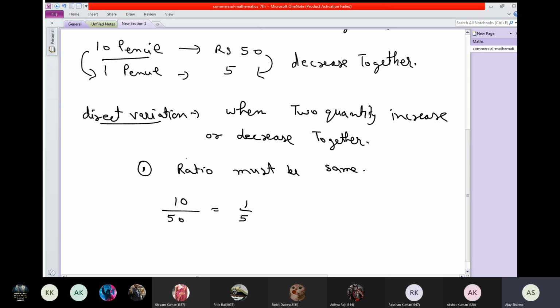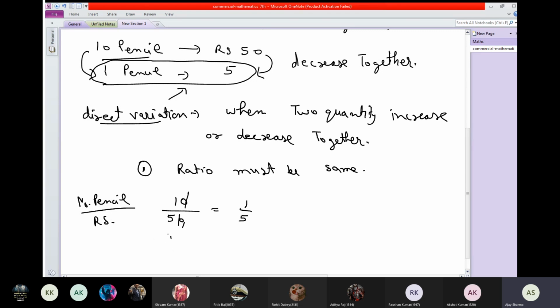Now, in the second example, you may write pencil divided by rupees. Number of pencils are 10 divided by 50. 10 can cancel 10, you will find 1 by 5. Now take the second case. In the second case, number of pencil is 1 and price will be 5. You will see in both cases their ratio must be same and the ratio is 1:5.